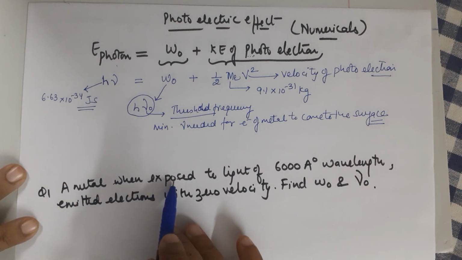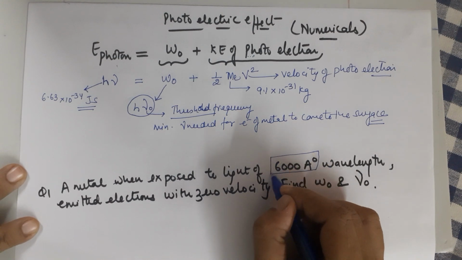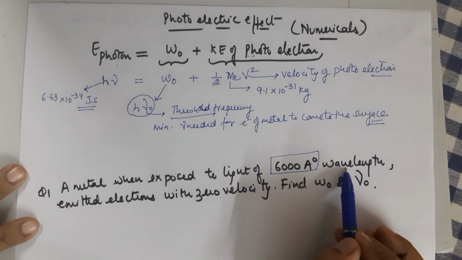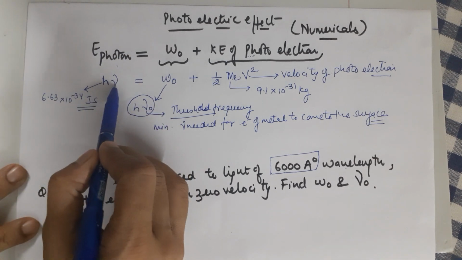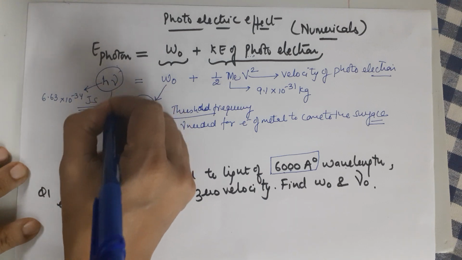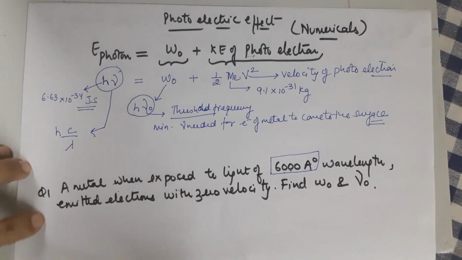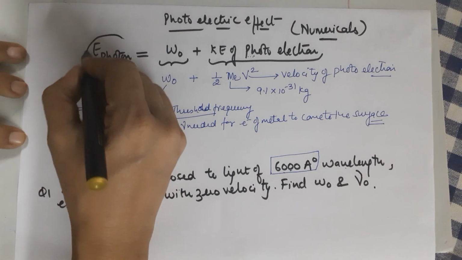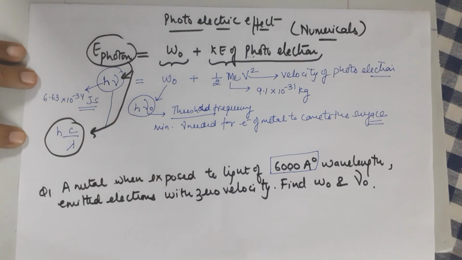A metal when exposed to light of 6000 Armstrong wavelength is given to you. The light exposed, that means the frequency of the photon we can calculate because the wavelength is given to you. This can also be calculated by E is equal to hc by lambda. So you can calculate the energy of the photon like this, or you can take it to this value also.